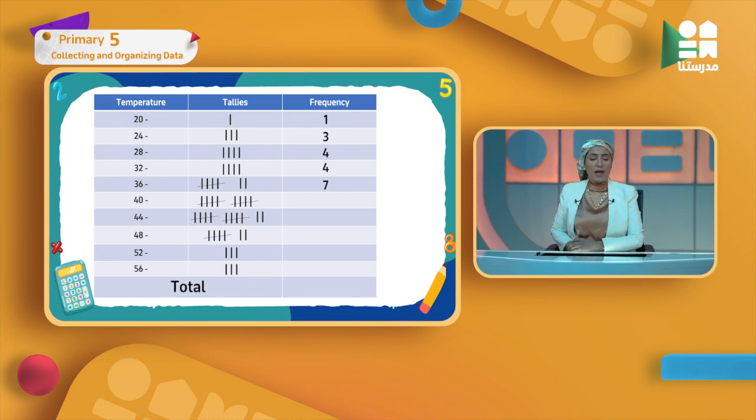The next one I have 2 bundles, each one of them is 5, so it's 10. Then I have 2 bundles, each one of them 5, and another 2, so it's 12. Here a bundle of 5 and 2 more, so the frequency is 7. Then when the temperature was 52, I had 3.